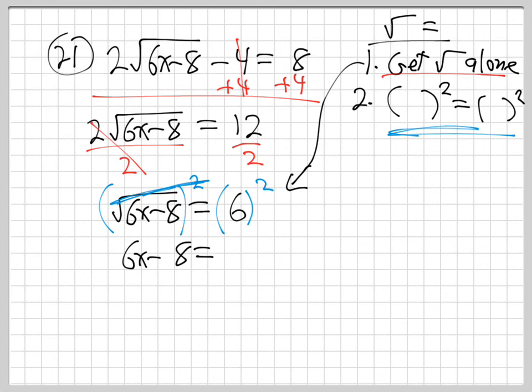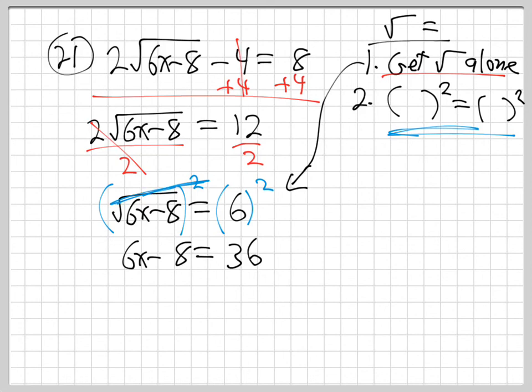We get 6x minus 8. The other side, 6 squared is 36. 6 times 6. And look, it removed the root, didn't it? On the left side. So on the left side, it removes the root. Why doesn't anything get squared on the left? Like, why don't I square that 6 to be 36 or that 8 to be 64? Why didn't I square the numbers on the left?